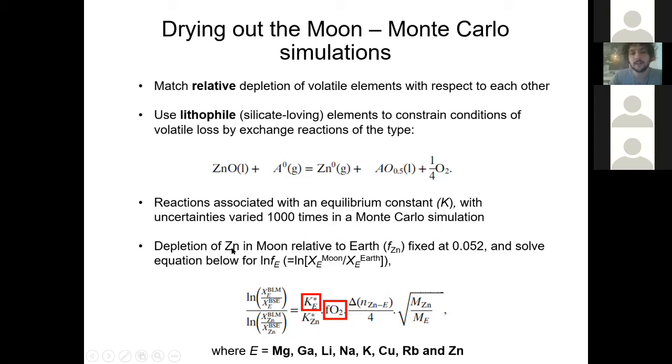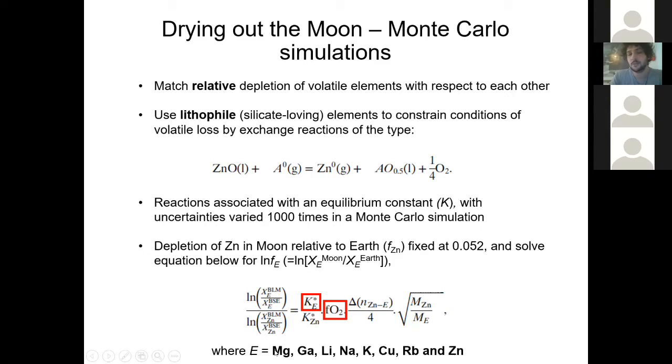So we reference all of our depletions relative to zinc, because its abundance is relatively well known in the moon, and it's also a lithophile element, which can be used appropriately as a reference, and is fixed at 0.052. Then, based on differences in equilibrium constants, we can solve, given a certain amount of depletion of zinc, how much the other element, E, will be depleted. And again, I show here that this depends on the equilibrium constant of this other element, as well as the oxygen fugacity under which this depletion occurs.